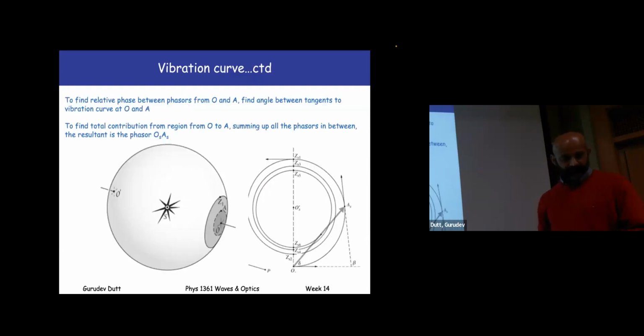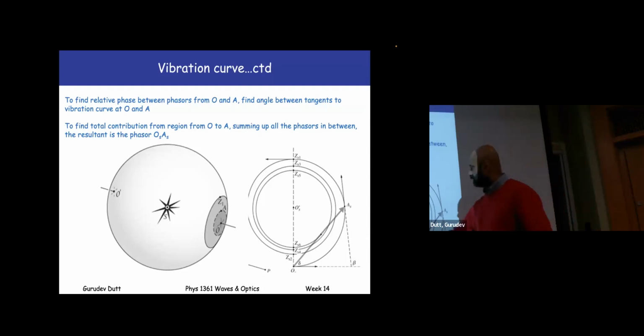Okay. So if I want to find the relative phase between any two phasors, say O, let's say I've taken some, this is the first zone, and here's a point A which lies in the first zone itself. And I want to find out what is the actual field at the point A, or in this case, what is the total resultant field from this point A. Well, what I do is I take first the phasor from the point O. I locate the point A along this vibration curve, which I'll explain how to do in a minute.